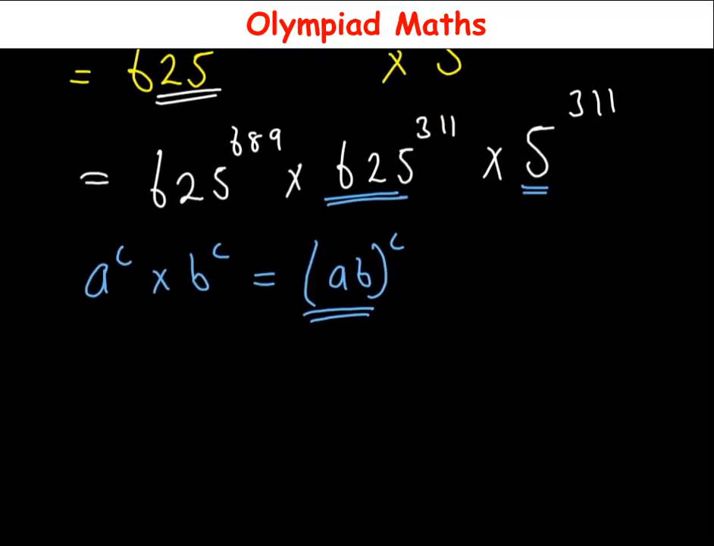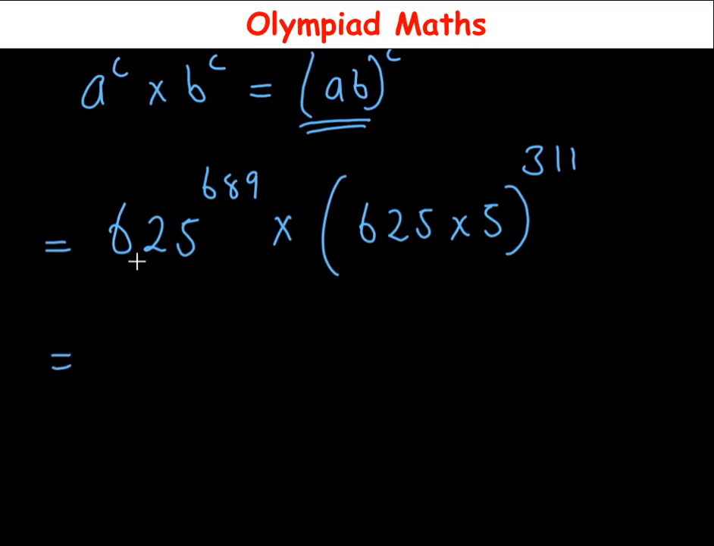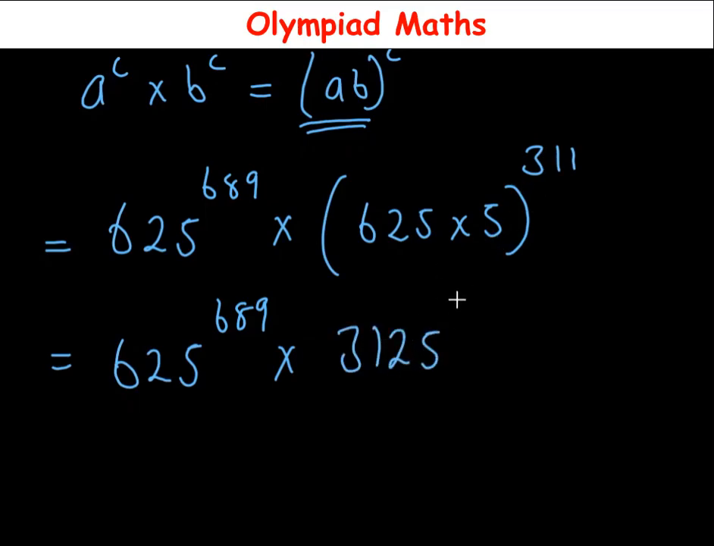So this becomes equal to 625 all raised to power 689, then times, we're going to multiply the base. So 625 times 5, then we'll pick one of the powers, all raised to power 311. So from here, this is equal to 625 raised to power 689 times 625 times 5, which is 3125, then all raised to power 311. At this junction, we are going to stop right here. So let us then solve the other one and see which of them is the bigger number.